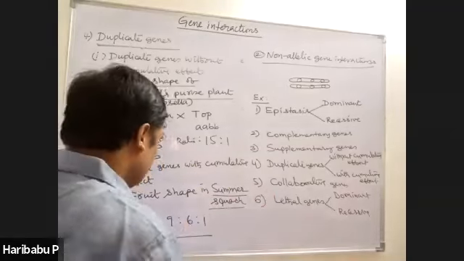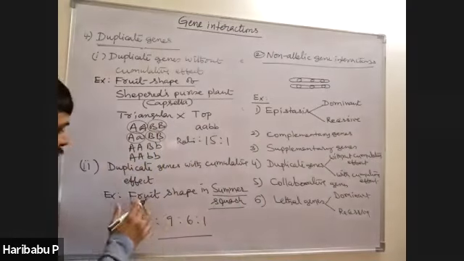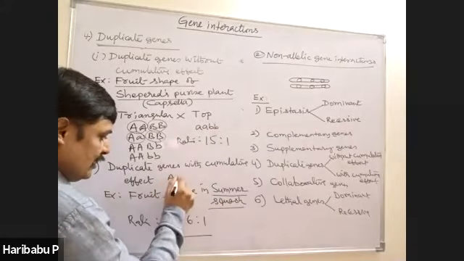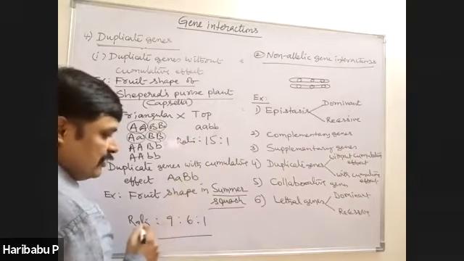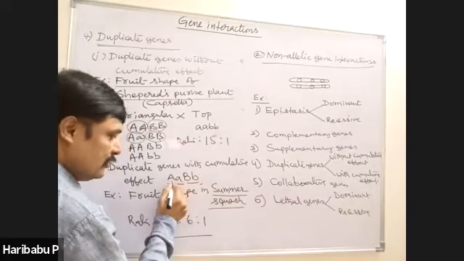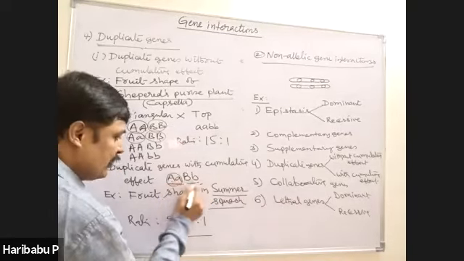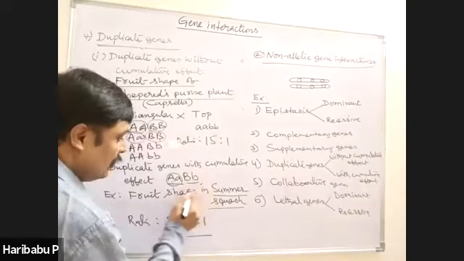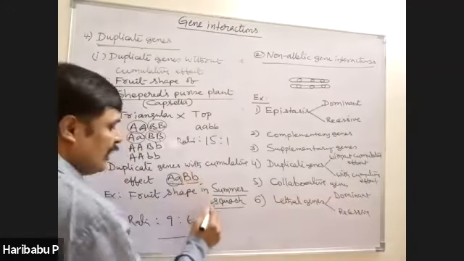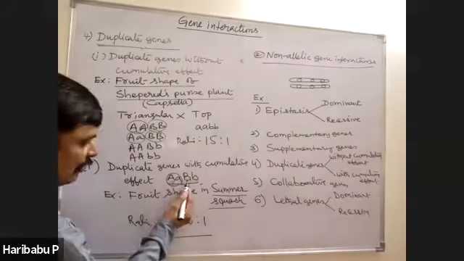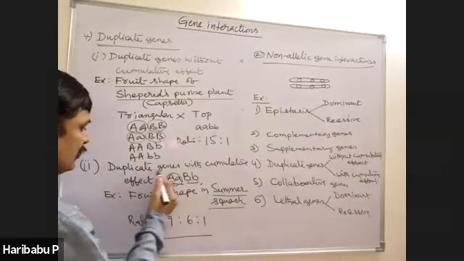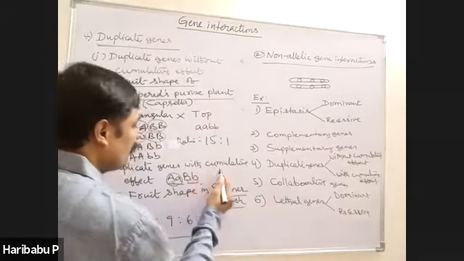But here it is different. Fruit shapes are different. Duplicate genes with cumulative effect. That means here one gene is there, here another gene is there. This is a duplicate, this is also a duplicate of this one, no doubt about that. This one and this one are duplicates. The duplicate of this one is this one, or vice versa. But when this gene interacts with this gene, only then is the character expressed. The cumulative effect of both the genes produces the character. That is why these are called duplicate genes with the cumulative effect.